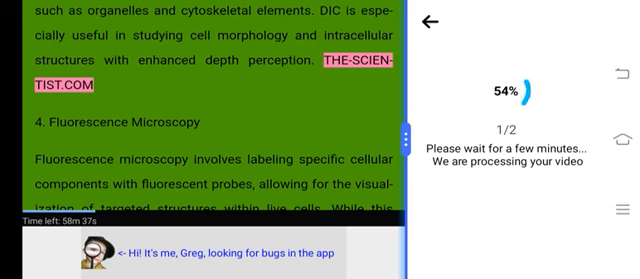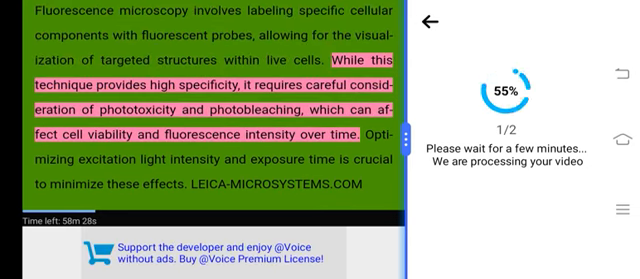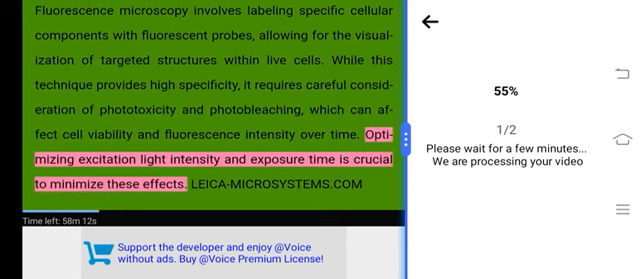The Scientist, com. 4. Fluorescence microscopy. Fluorescence microscopy involves labeling specific cellular components with fluorescent probes, allowing for the visualization of targeted structures within live cells. While this technique provides high specificity, it requires careful consideration of phototoxicity and photobleaching, which can affect cell viability and fluorescence intensity over time. Optimizing excitation light intensity and exposure time is crucial to minimize these effects.